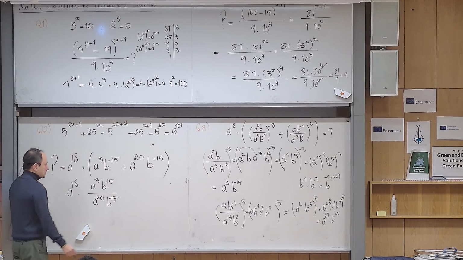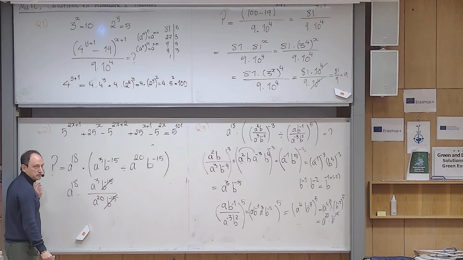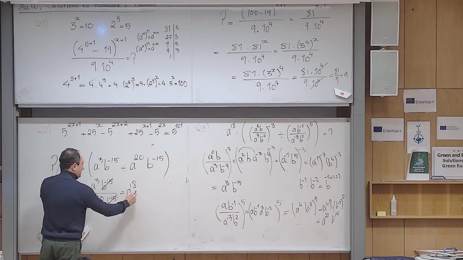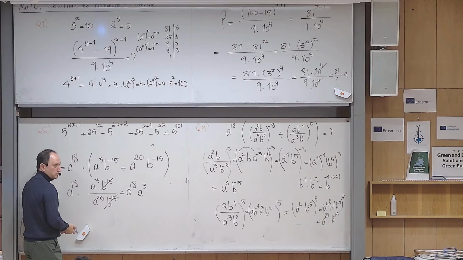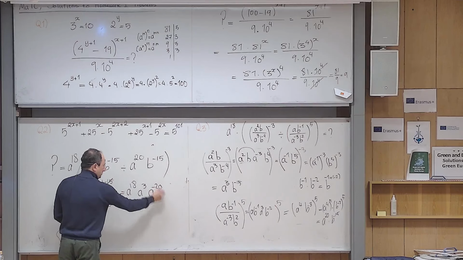But there is good news, yes? Because b to power minus 15 and this b to power minus 15 are gone. I don't need to bring it up and down. They are the same thing, I cancel them. But can you tell me what can I write? I copy and paste this one. I copy and paste this one. But I want to bring this up. So what happens? A to power minus 20.